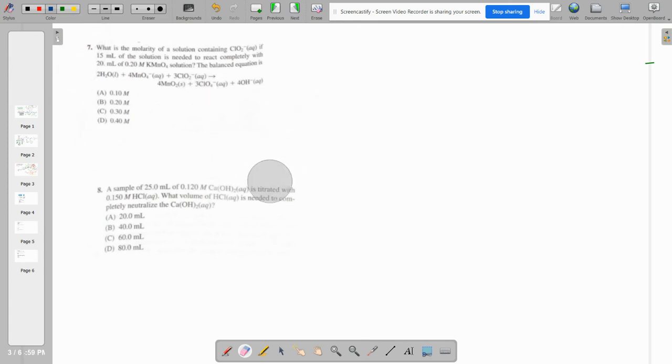All right, how about number 8? Okay, so this one, there's something I really love about number 8. It says the sample of calcium hydroxide is titrated with HCl. Folks, there's no reaction written. You have to write one. Okay, I will promise you, you won't get these right if you don't write out the reaction.